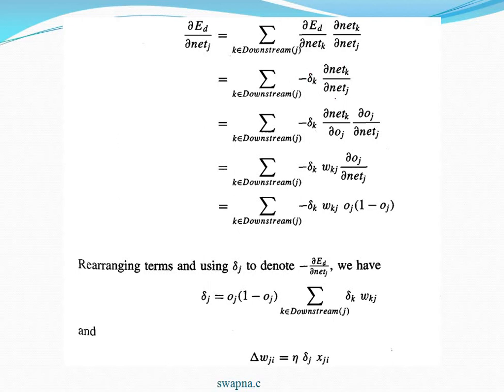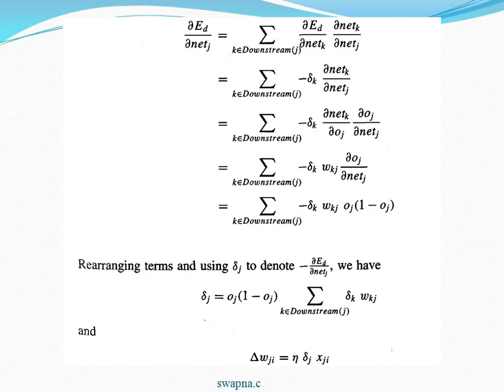That is what we are replacing. Now we need to find this one. To find it, once again we apply the chain rule. That is, we find the derivative of net k with respect to o j, and the second term, the derivative of o j with respect to net j. By applying the chain rule, we can write this term. After that, we replace with these two. Whatever we found already, we replace with w k j and this one. This one we also found in the previous case, and we replace it with this.